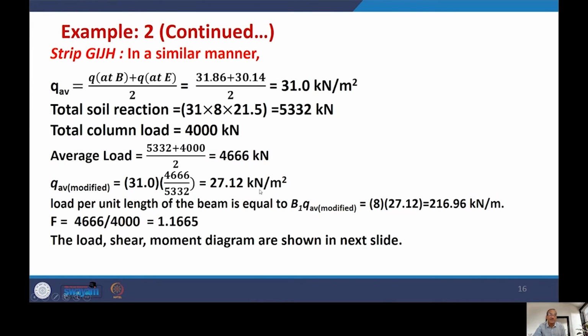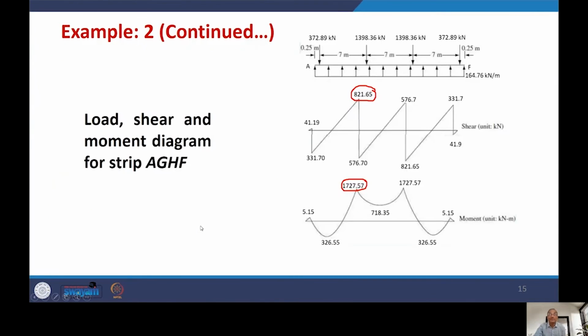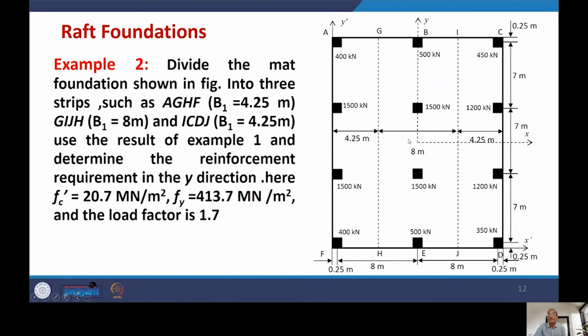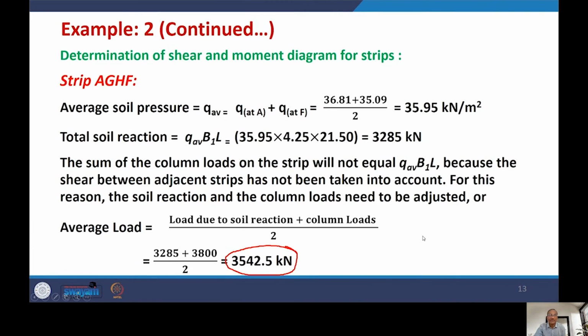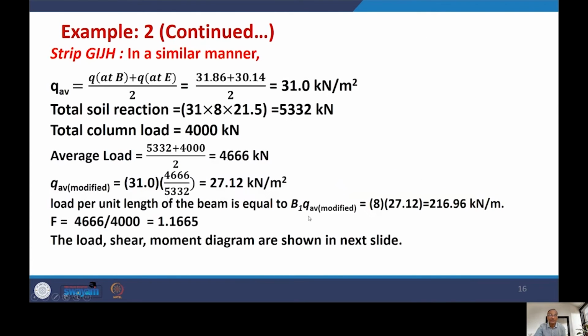So this comes out as 27.12, while load per unit length of the beam is equal to B1 into Q average modified. So 8 multiplied by this, you get the value here, and the factor is the total average load divided by the total load. So each column load needs to be multiplied by this factor, 1.165. And what are the loads coming? You can see it is 500, 1500, 1500. So modified will be more than that. They need to be multiplied by this factor 1.165. So the details are shown in this figure.